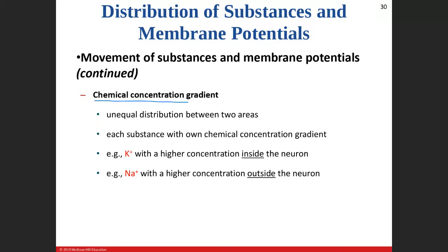Remember, this is an electrochemical gradient, what we refer to it as. And what this has to do with, this is much easier. This has to do with the unequal distribution between the two areas. Well, what areas are we talking about? We're talking about inside the cell and outside the cell again. So this has to do with that distribution slide that I showed you. We're talking about specific chemicals.